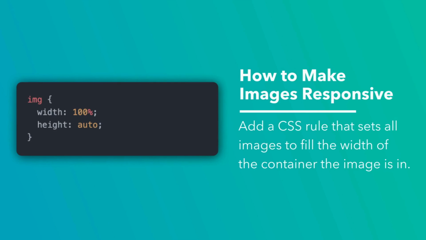but all it takes to make your images responsive is to add a few lines of code to your HTML or CSS. To make your images responsive, add a CSS rule that sets all images to fill the width of the container that the image is in. You can also set certain elements of the image to be fixed, like a max width. This means that your images will scale down, but never scale up. Depending on the type of images you're using, this might be helpful.